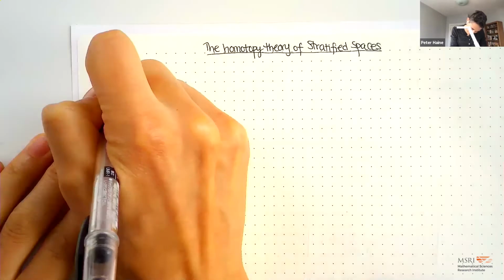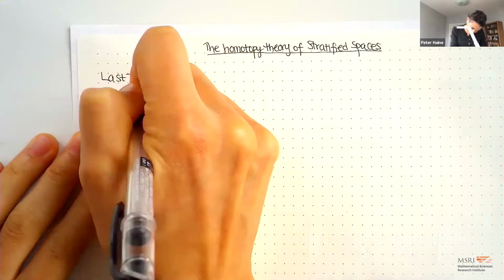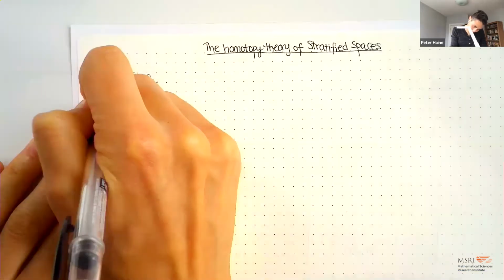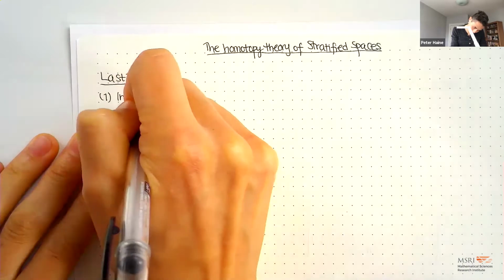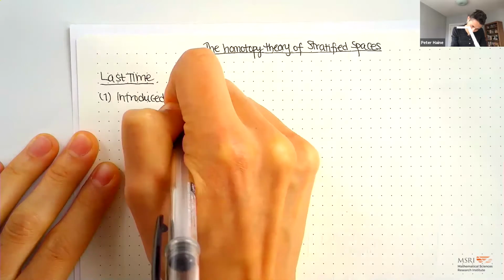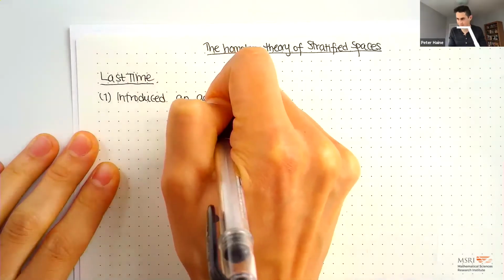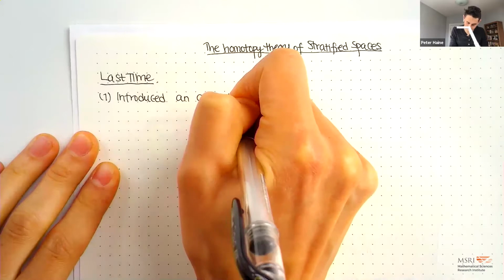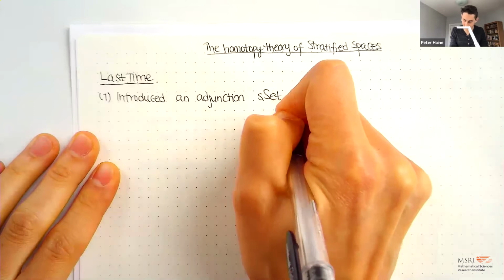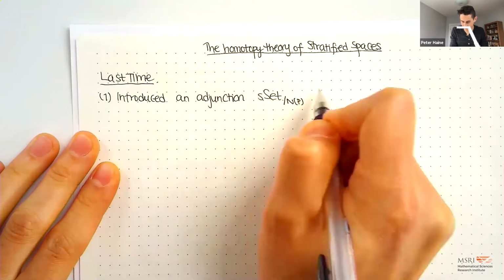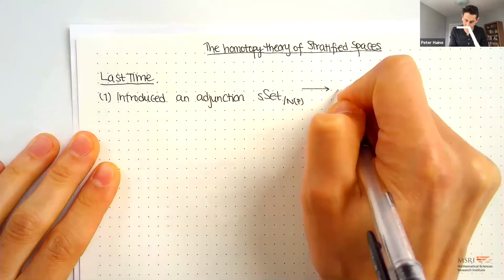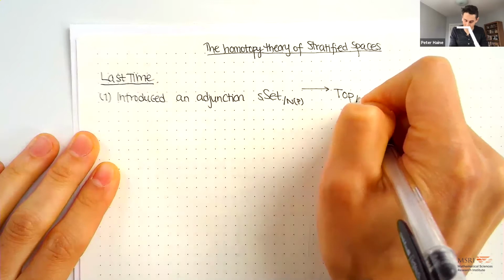So last time, we did a number of things. The first thing was that we introduced an adjunction. When I say the first thing, it's not in this order at all, but the first thing that I want to remind you of is that we introduced this adjunction from simplicial sets over the nerve of the poset to topological spaces over the poset in this Alexandrov topology.